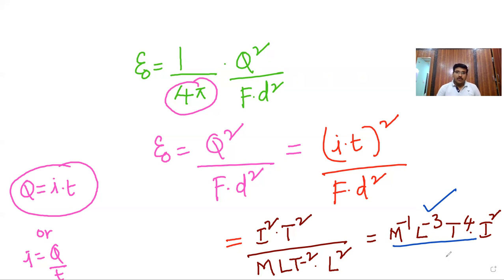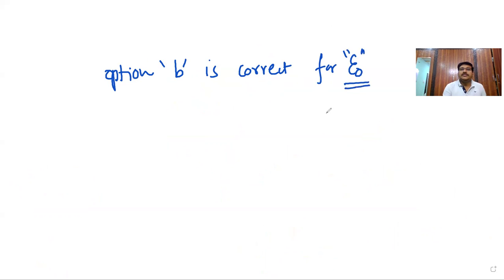Is it clear? Now, out of all those options, if you see the options, clear? Option B is the correct one. M to the power of minus 1, L to the power of minus 3, T to the power of 4, I square. Option B is the correct one. Option B is correct for epsilon, permittivity of the free space.